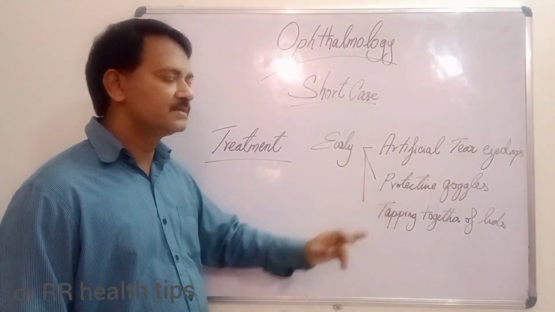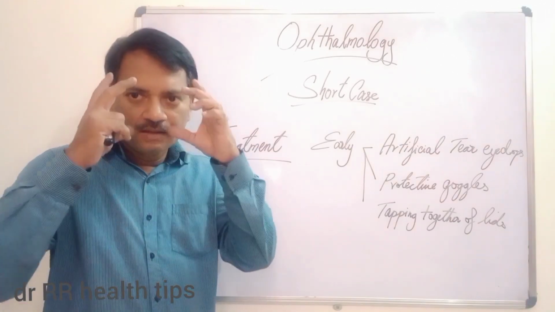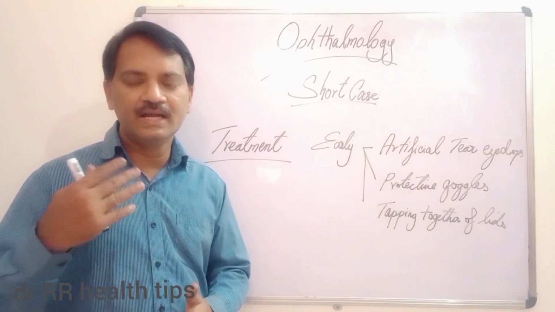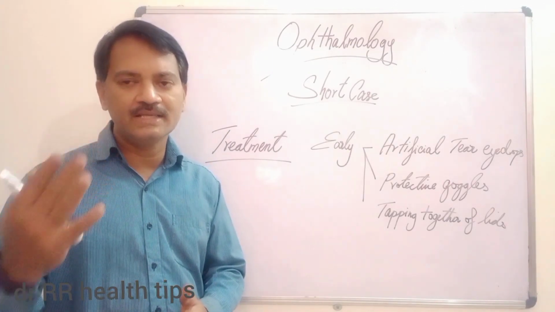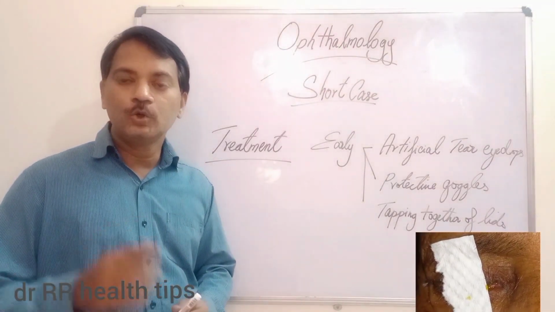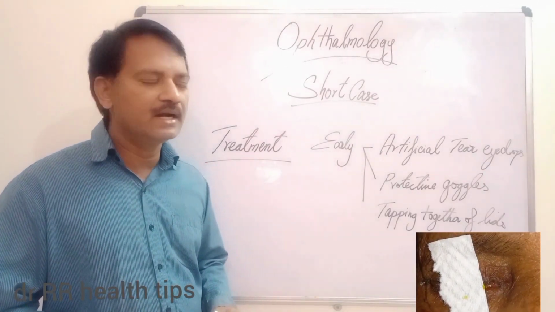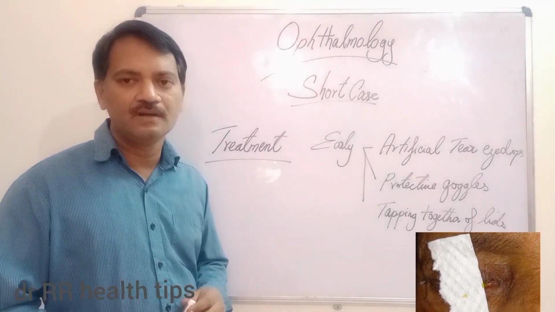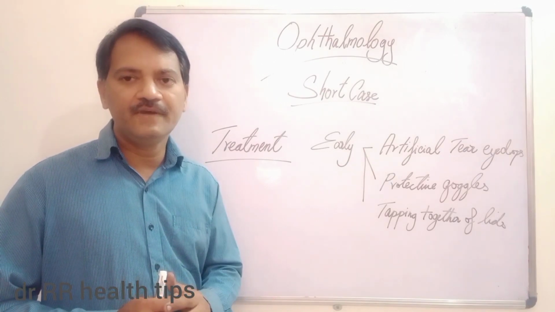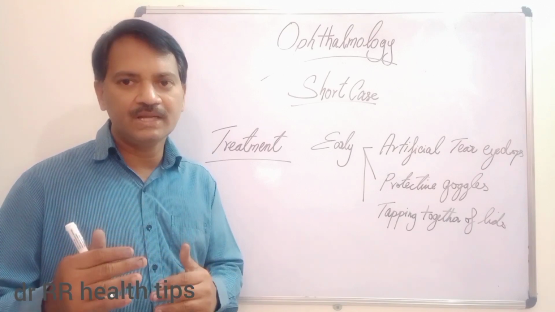The second thing is protective goggles. The patient can be asked to wear goggles covering the eye so that the eye is not exposed to dust and other traumatizing substances. The third thing is taping together of the lids after fully closing them, just like what we have shown in this picture, particularly during the time of sleep.